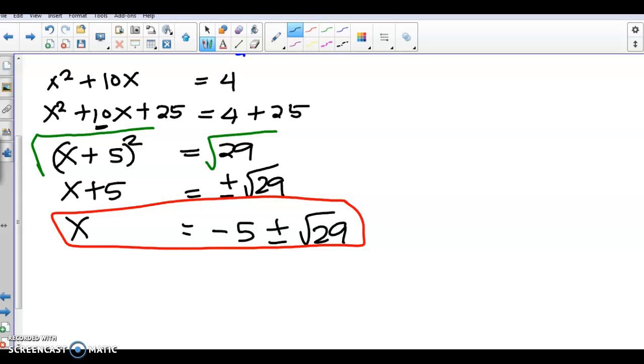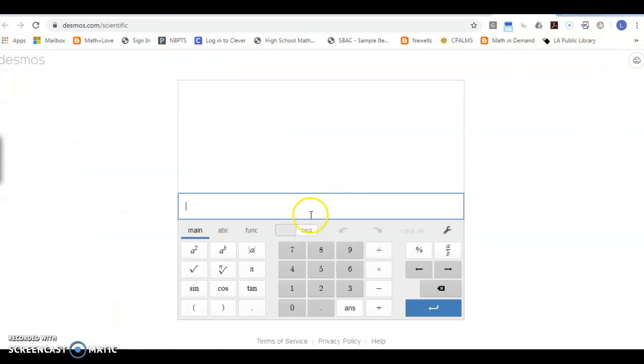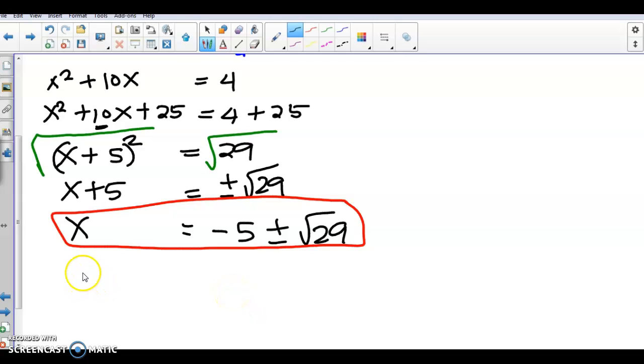But if you want to enter your answer in Schoology and you want to change radical 29 to a decimal, let's go ahead and change that. So the first one is -5 plus radical 29. So -5 plus the square root of 29. The answer to the nearest tenth is 0.4, right? So let's go back here. The first x value is 0.4.